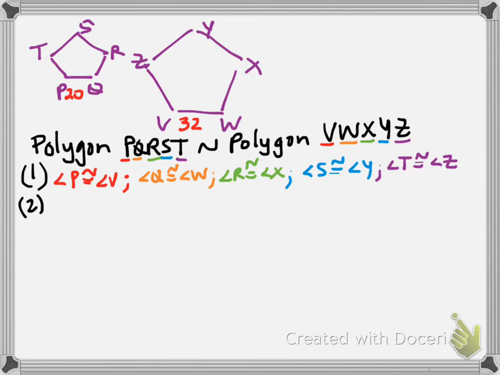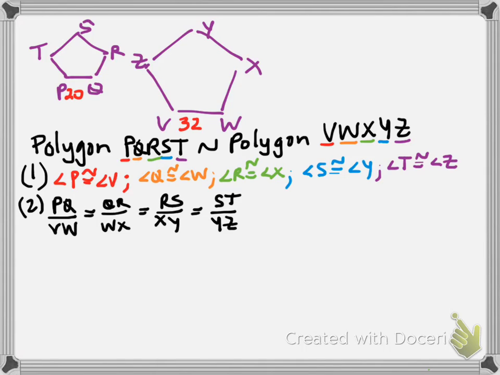Second thing we know when we're told we have similar polygons is that their sides are going to be in proportion. So the length of PQ over the length of VW would be the same as the length of QR over the length of WX is the same as the length of RS is to XY is the same as ST to YZ, and TP is to ZV. Okay, so corresponding in order, all those ratios would be exactly the same.